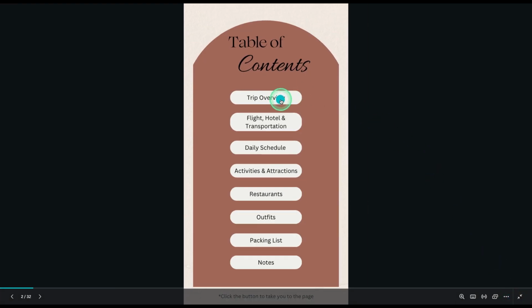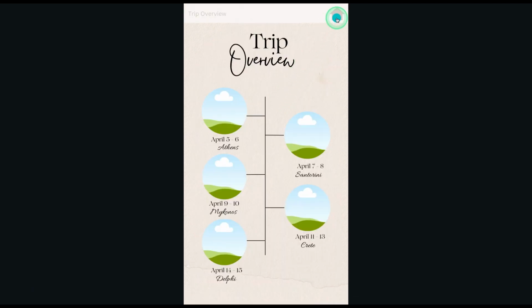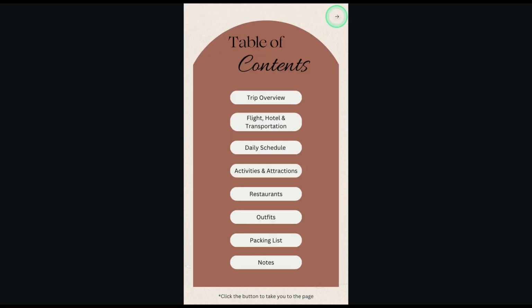And you will see that if you click where it says trip overview, it will bring you to the trip overview. This little house in the corner will bring you back to your table of contents. So you don't have to scroll all the way up or down to whichever page you want to go. You can just click on the house and it will bring you back to the table of contents.